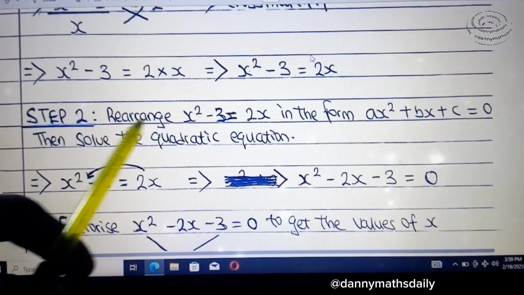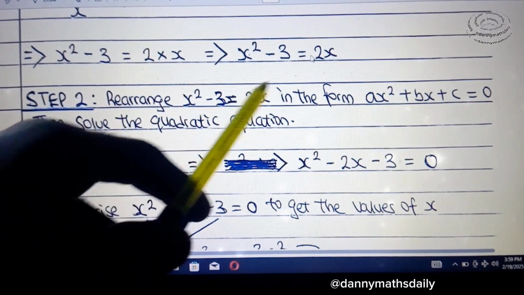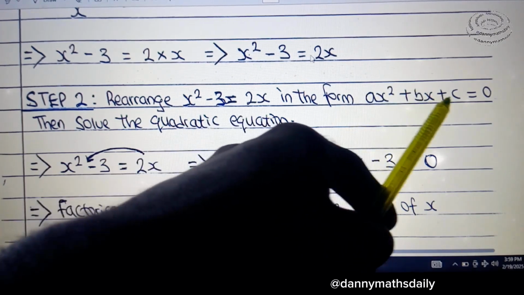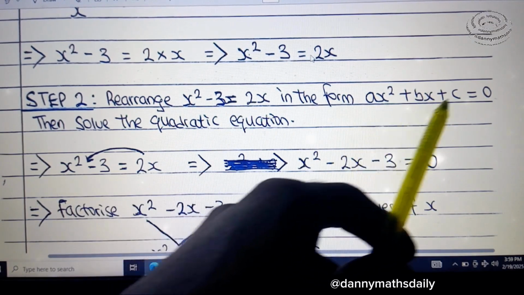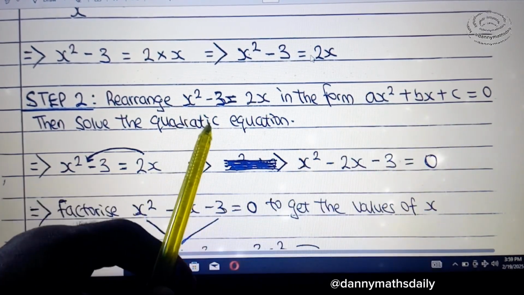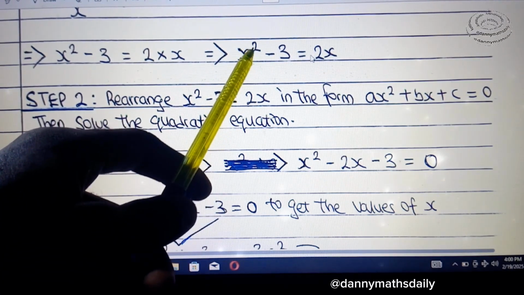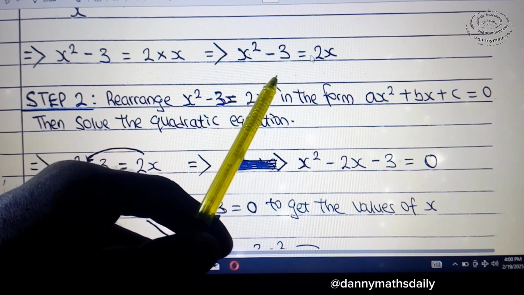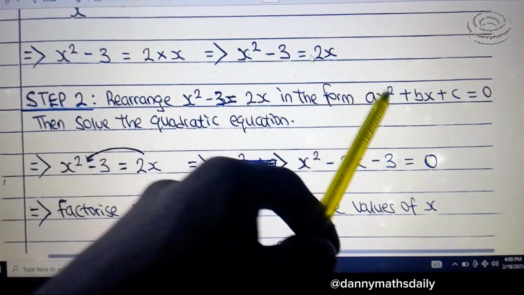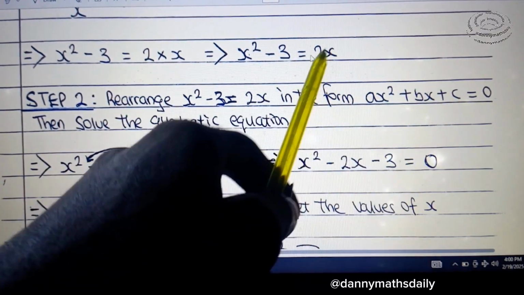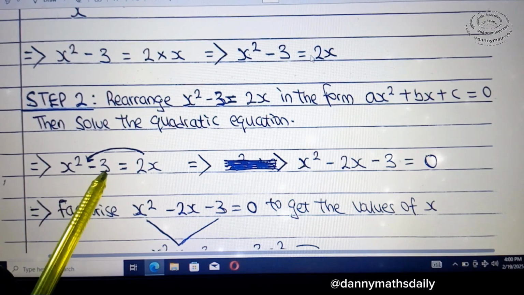So we now rearrange x² − 3 = 2x in the form ax² + bx + c = 0, because this particular thing now looks quadratic, right? Do you understand? So we have to rearrange it to be in this form so we can solve the quadratic equation to find the values of x. So whenever you see anything that has x squared, you know that it is surely a quadratic equation. So we then proceed to rearrange this equation to be in this form, whereby x squared is this, 3 the constant, 2x we surely will come here, right?